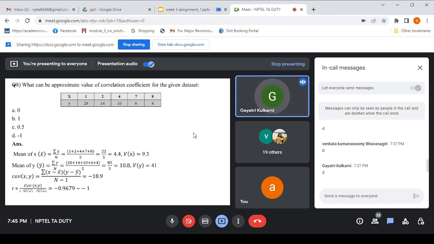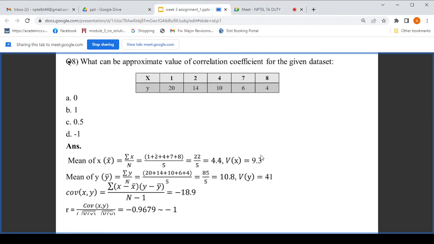Variance is equal to summation of x minus x bar the whole square upon n minus 1. Yeah. So this is the formula of the variance. After putting the values, it comes as 9.3 and 41. So now we have to calculate the covariance. The covariance formula is summation of x minus x bar, y minus y bar, divided by n minus 1. So the value comes as minus 18.9, and putting this value in the correlation coefficient equation, that is covariance of x comma y divided by root over variance x into root over variance y.